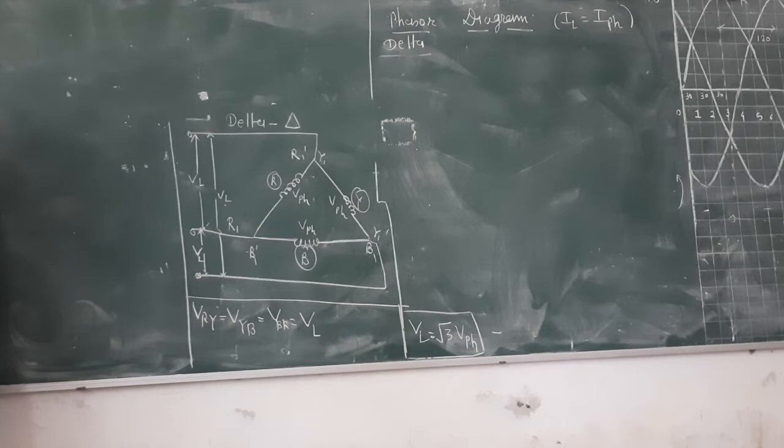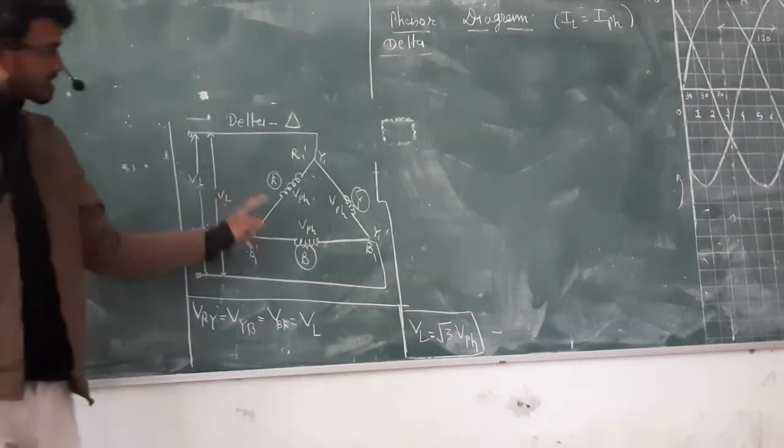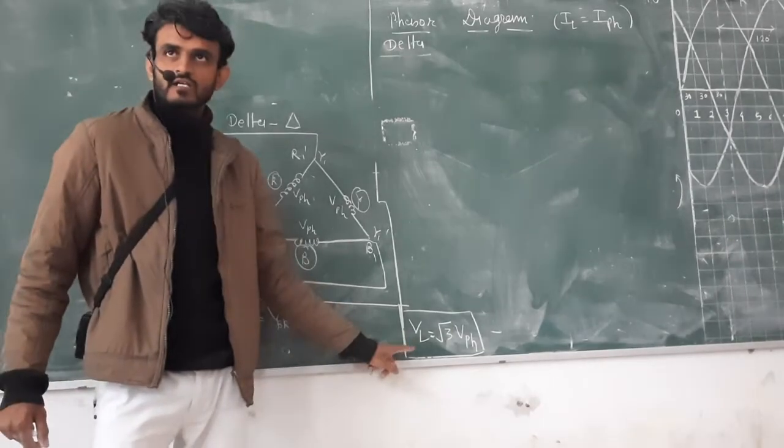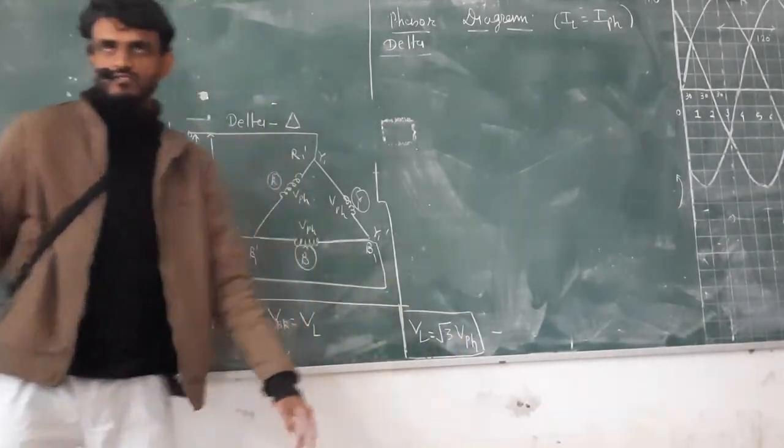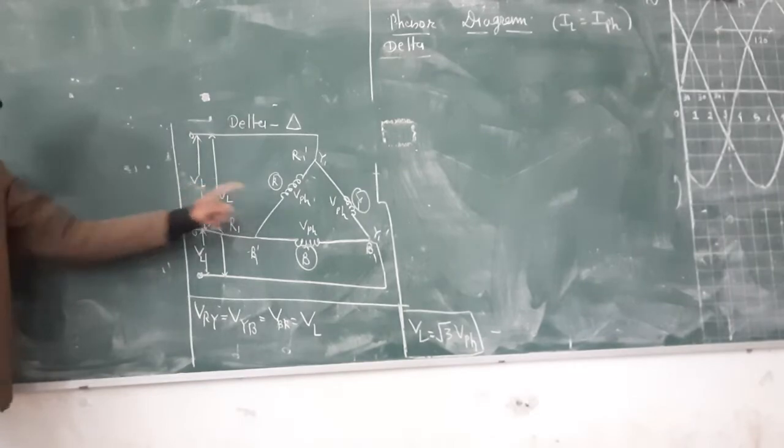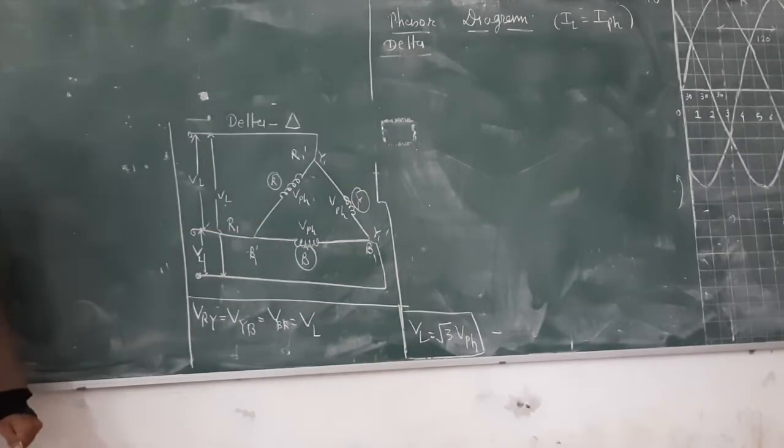Take R phase. Do you get the question? What is the relation between line voltage and phase voltage? In star winding, this is the relation: VL is equal to root 3 V phase. What is the relation here between phase voltage and line voltage? Root 2. VL is equal to root 2 into VPH. How can you say that?